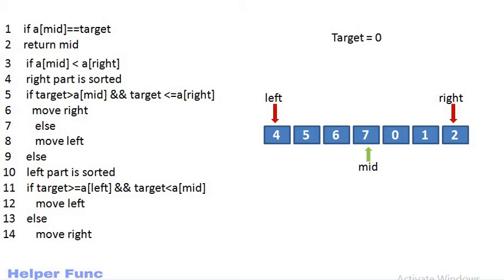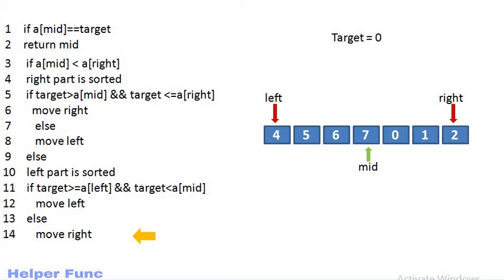So let's understand with this example. Left is initially at 0, right is the last element and mid is the middle element. So we compare A of mid to A of right, and as 7 is not lesser than 2, we will move to the else part, which means that my left part is sorted. Now we will check if the target lies in this range or not. And as 0 is not in range 4 to 7, we will move to the right.